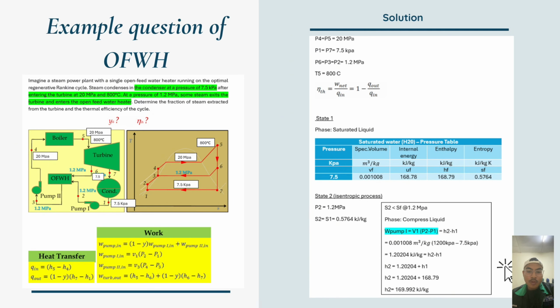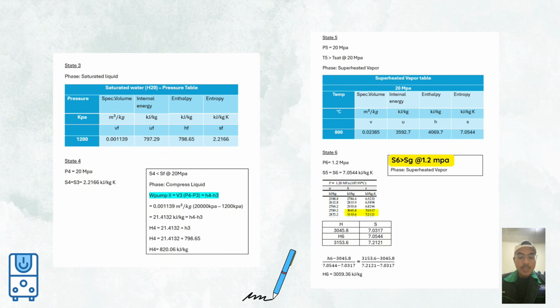Assume the state is a compressed liquid, then we use the formula of W pump 1 equal to V1 multiplied by P2 minus P1 equal to H2 minus H1, and get the value of H2 as 169.662 kilojoule per kg. Third state, that is the same case as state 1. We can take Vf, Hf, Sf directly from the saturated water table at P3 equal to 1200 kilopascal. So H3 equal to 798.65 kilojoule per kg.